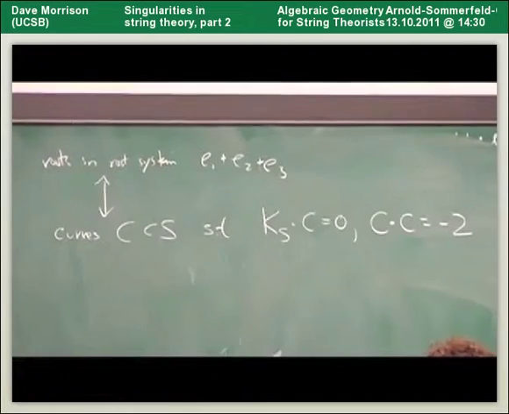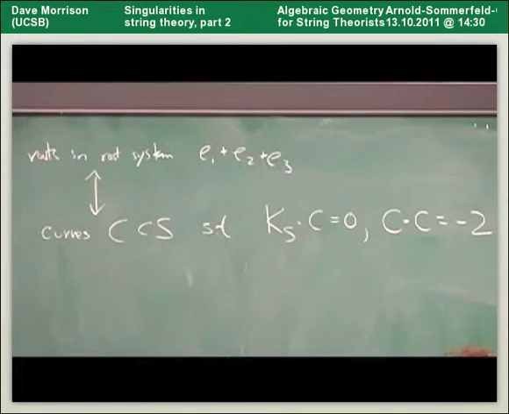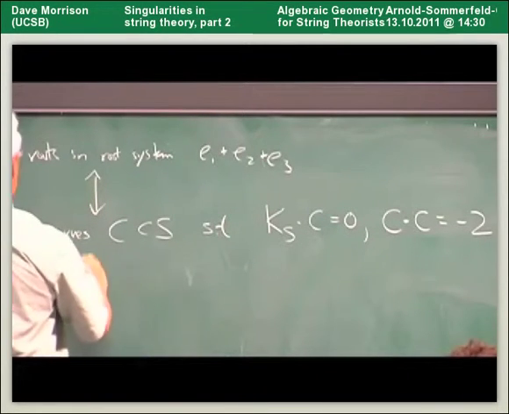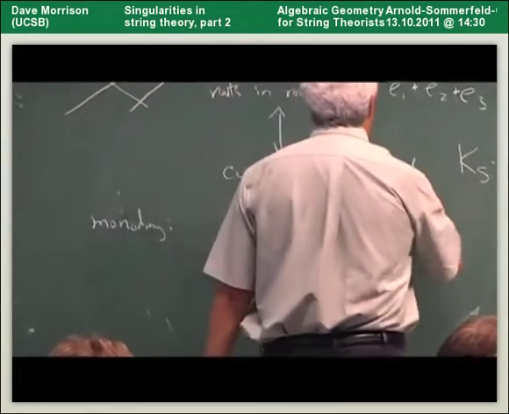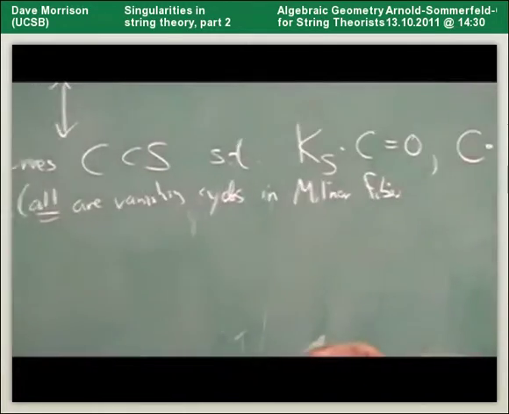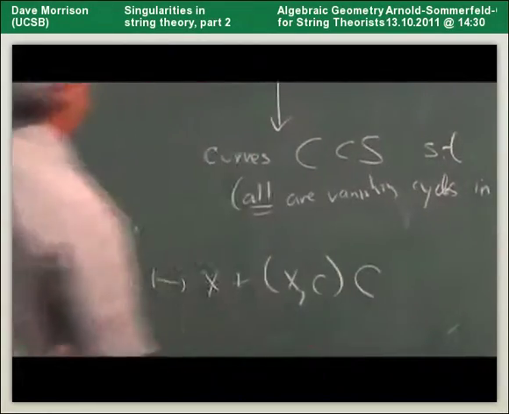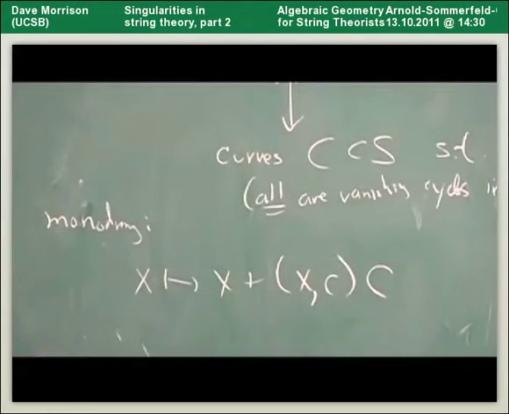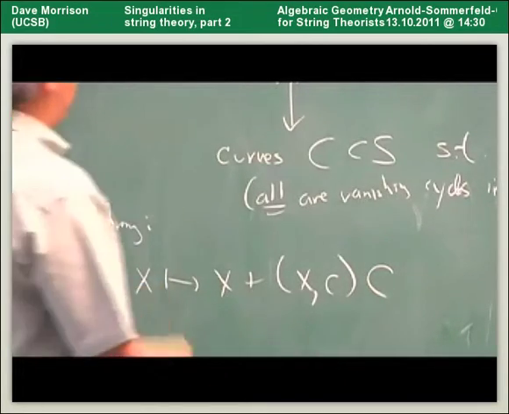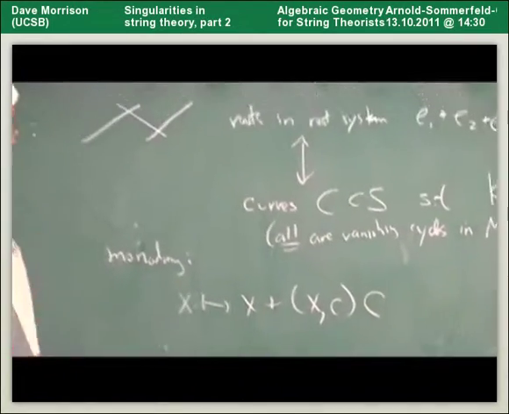Moreover, these curves can all show up as vanishing cycles in the Milnor fiber. So all of them are vanishing cycles in the Milnor fiber. As a consequence, there are monodromy transformations which take a general element x to x plus the intersection with this curve times the curve. That's the basic pattern for monodromy transformations. In other words, the monodromy transformations are reflections in elements of self-intersection minus 2 in the root lattice.